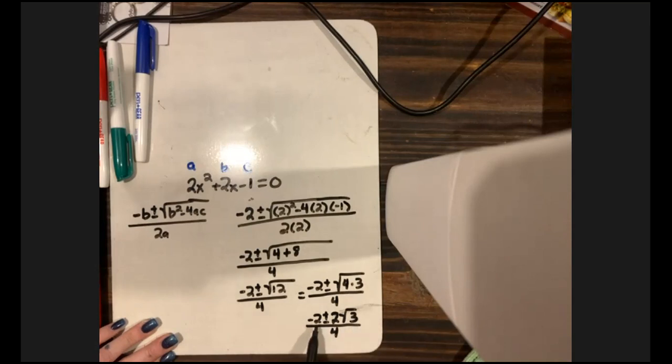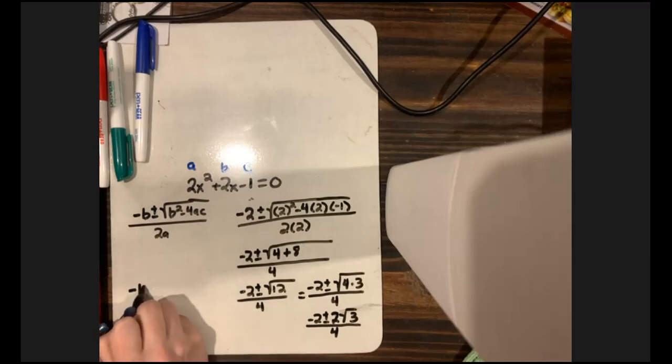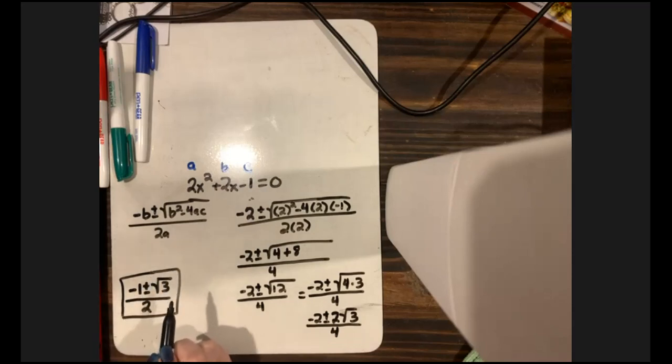Okay. And now I can look at the numbers on the outside. That square root of 3 is just going to be there, but I can look at the numbers on the outside and clean those up a bit. So I've got negative 1, they'll all divide by 2, plus or minus square root of 3 over 2. And that's going to be my final answer. That is both of them.